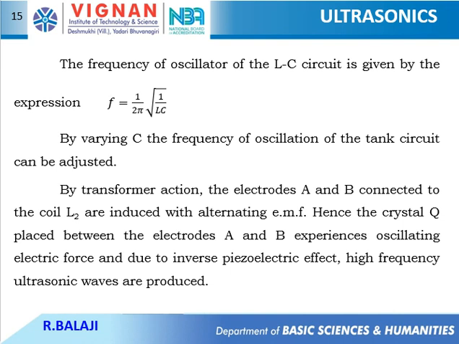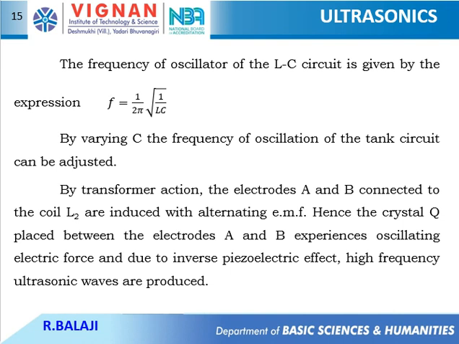The frequency of oscillation of the LC circuit is given by the expression f = 1/(2π√LC). By varying C, the frequency of oscillation of the tank circuit can be adjusted. By transformer action, the electrodes A and B connected to the coil L2 are induced with an alternating EMF. Hence, the crystal Q placed between the electrodes A and B experiences an oscillating electric force, and due to the inverse piezoelectric effect, high frequency ultrasonic waves are produced.